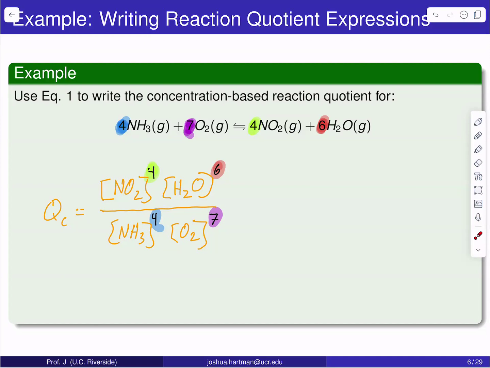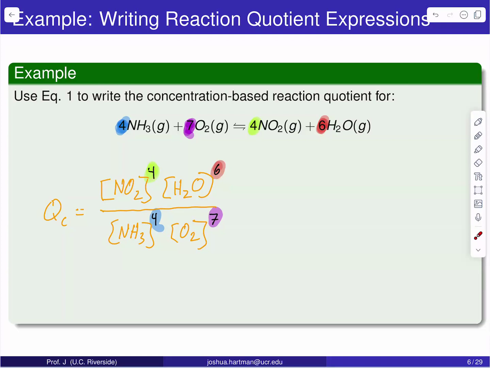So in this example, we've got a more complicated reaction with some significantly larger stoichiometric coefficients. And now we've got 2 reactants, 2 products, and we write it all down. So the products here, NO2, H2O over reactants, ammonium and molecular oxygen. And then we're going through and bringing down all those stoichiometric coefficients as exponents. Okay, so that's step 1 here.